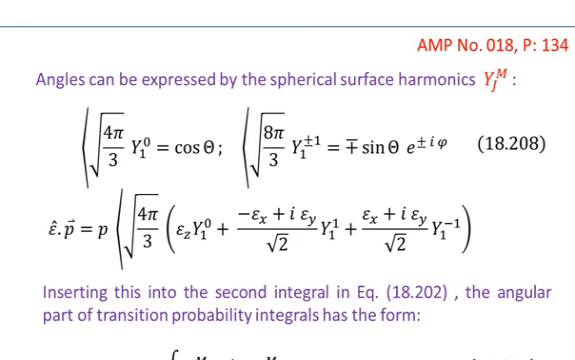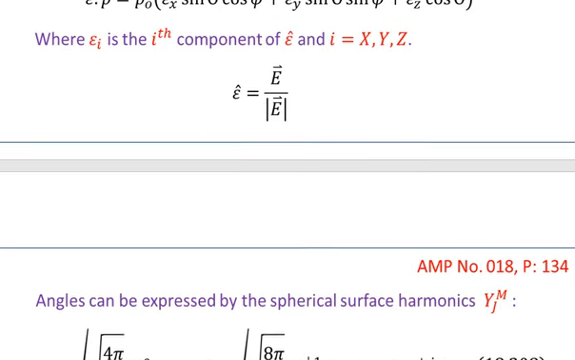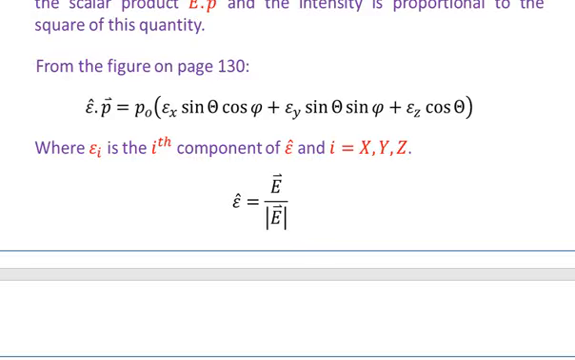Angles can be expressed by the spherical surface harmonics Y_JM. For example, the first term makes an angle which is equal to cos of theta, and the second term, which is the square root of 8 pi divided by 3 times Y_1 of plus minus 1, makes an angle of minus plus sine of theta times e to the power plus minus i phi. So you can put these values in the previous equation and express them in the following form.